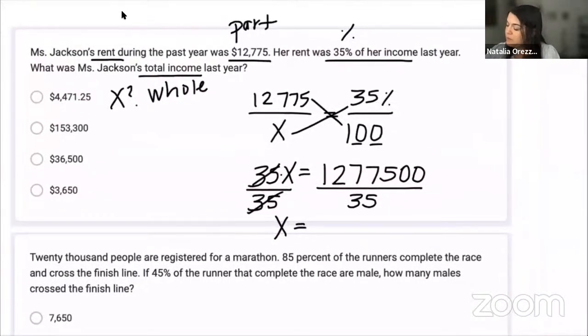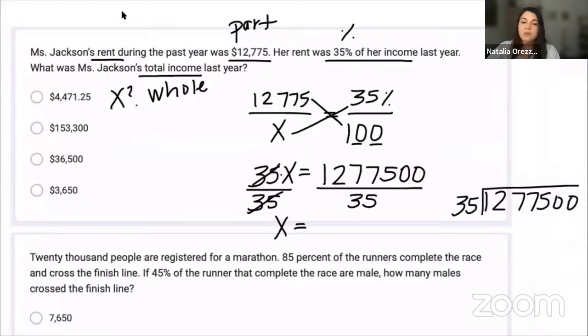So let me make some space here. 1, 2, 7, 7, 5, 0, 0. Can you guys see that okay? All right, I'm going to divide this by 35. So I can't do 35 goes into 12. 12 is too small. So I have to do 35 goes into 127.